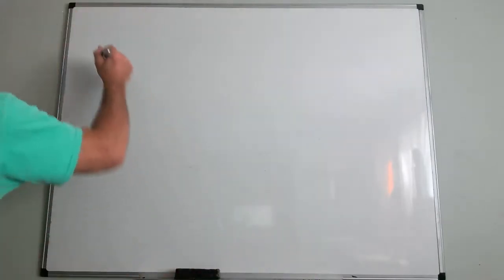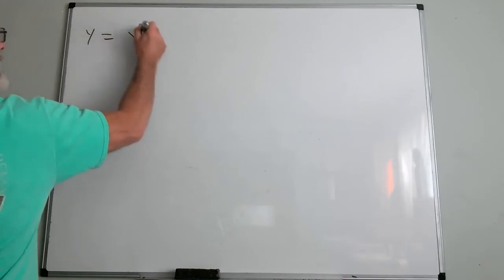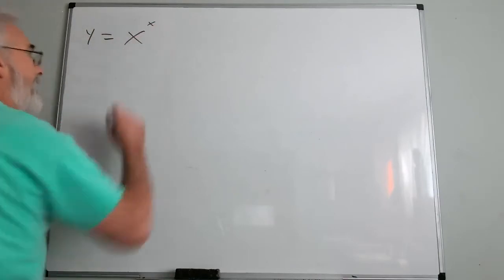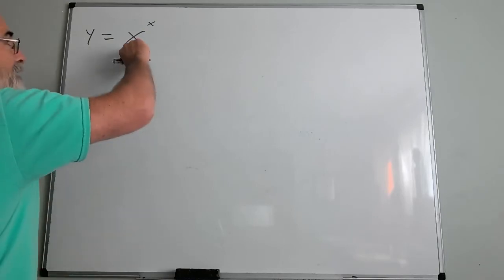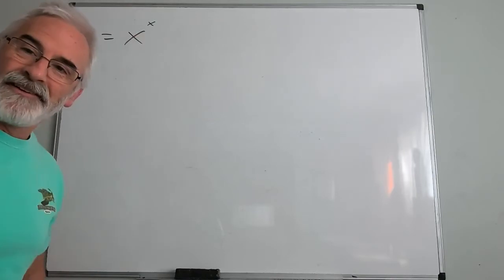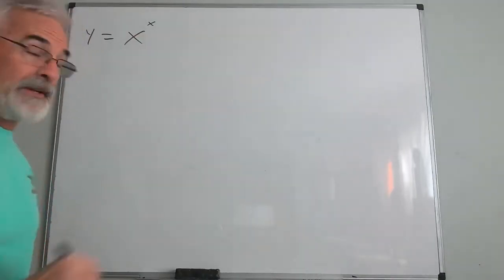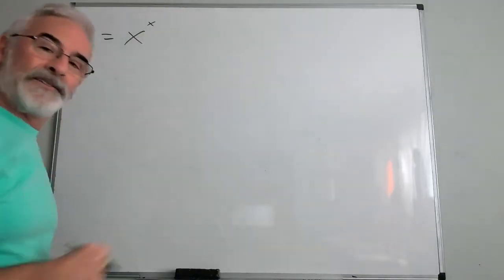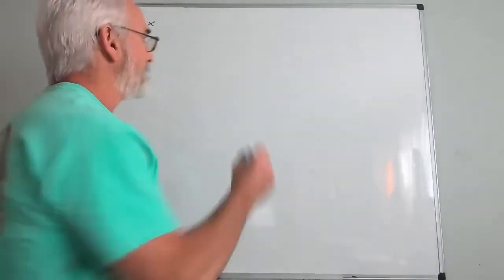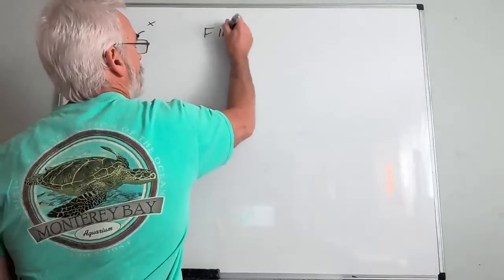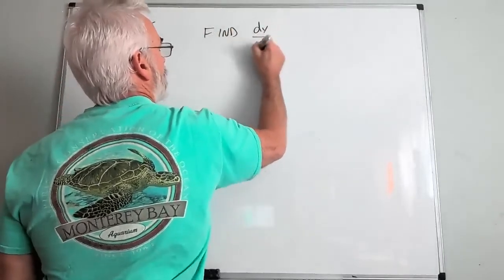But consider y equals x to the x power. Now that just feels wrong. I know what to do if it's x to a constant. And now I know what to do when it's a constant to the x. But what if it's x to the x? I want to find dy dx.